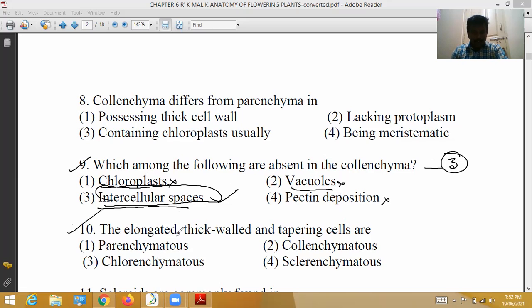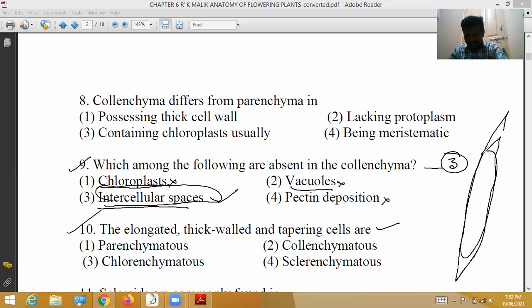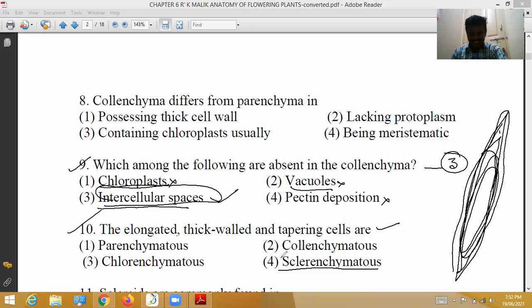Next, the 4th one: elongated, thick-walled cells with tapering ends. Tapered ends will be there. That is where we will see sclerenchyma. These are dead cells. So the elongated, thick-walled cells with tapering ends are called sclerenchymatous cells.